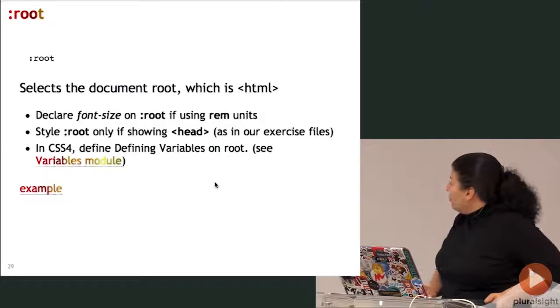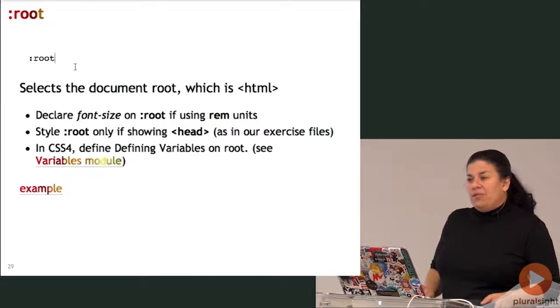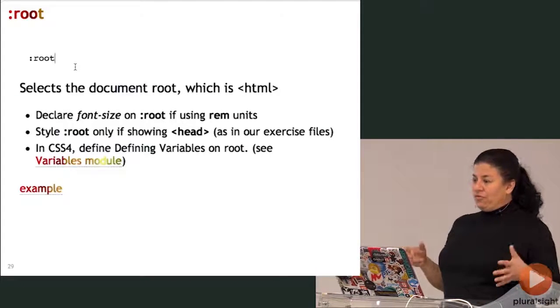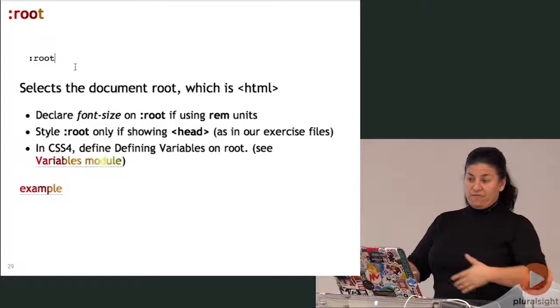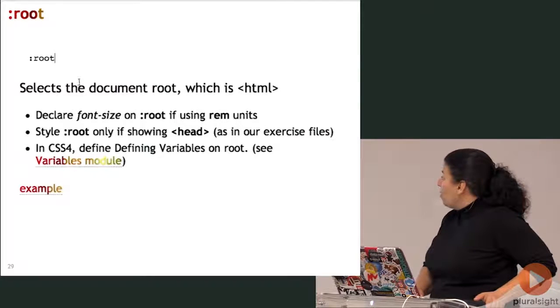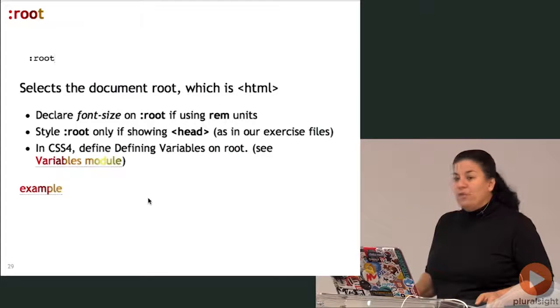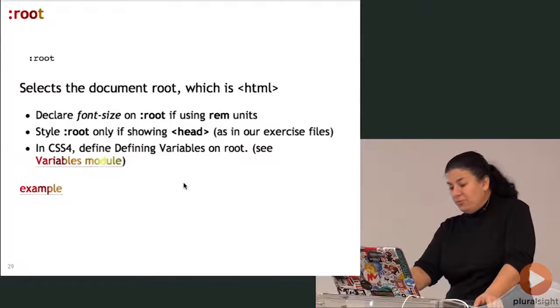Another reason that root is really important is the future. In CSS, there's no such thing as CSS4, but there are some modules that are not in CSS3. They're the next upcoming stuff, and who knows what they're going to call it. But there are going to be variables. We're going to be able to define variables like we do in Sass and Compass and Less. And you will define the variables on the root element.